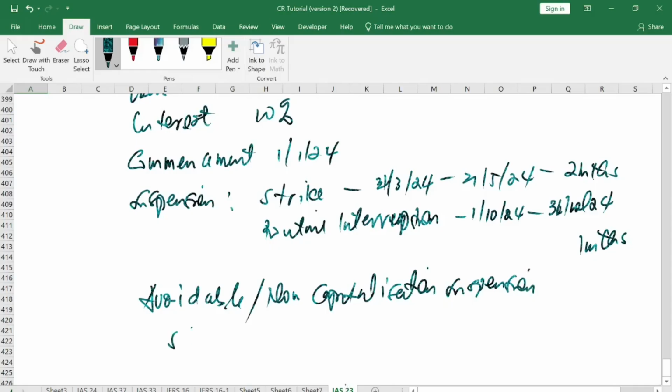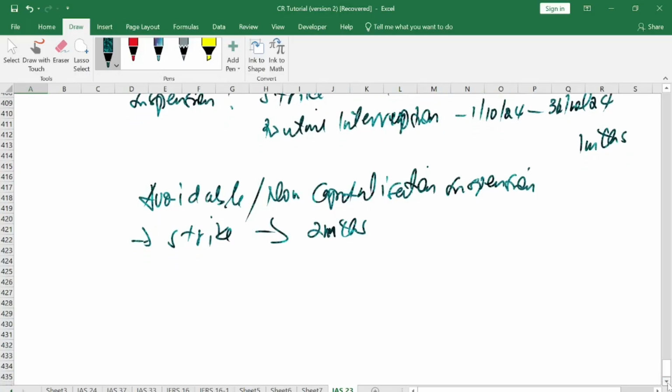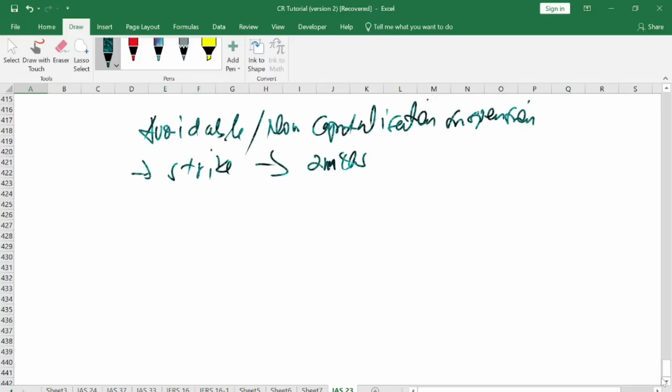Which is a strike. So in this our conversation here, 2 months, we will not capitalize 2 months interest. Right. So how many months do we have? We'll have 10 months to go. And we have 1 month which is for suspension, routine interruption. Nothing will affect the routine interruption. So this is how you calculate your capitalization. That's how you calculate your borrowing cost.